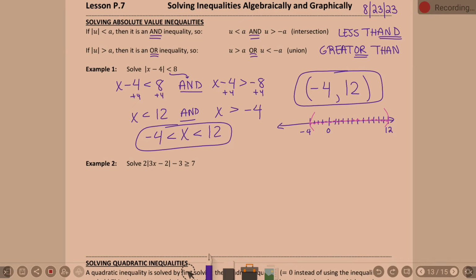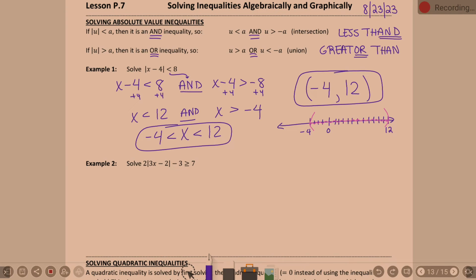Okay, let's look at example 2. I think we can get this done quickly. What's a change that has to happen here? You have to distribute the 2. I don't want to distribute the 2. Or... Okay, it is going to be an or statement because it's greater than.